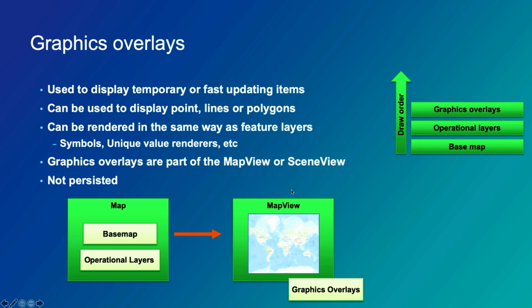Now, in terms of the draw order, when this is all rendered on the screen, you start off with the base map, and then on top of that, you draw your operational layers. So this is your business data, your ODC, or your feature layers. And then on top of that, we draw the graphics overlays.